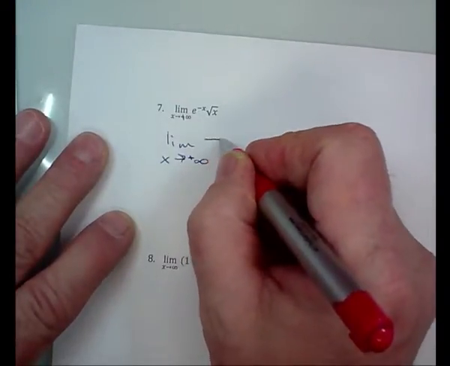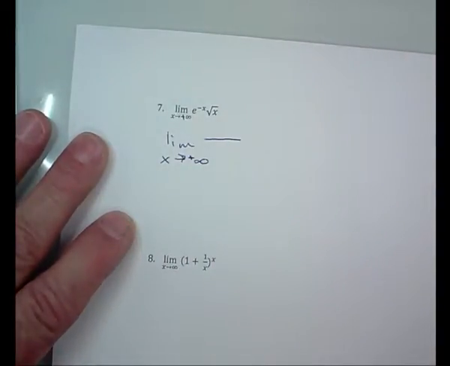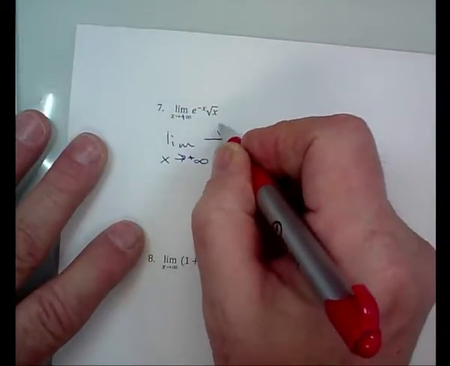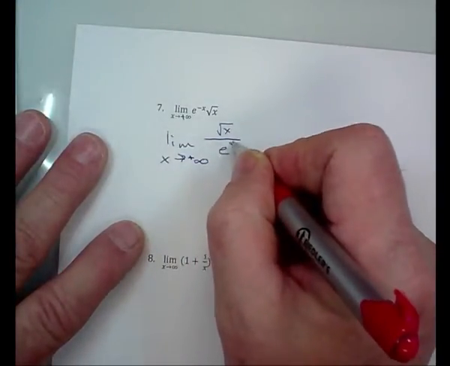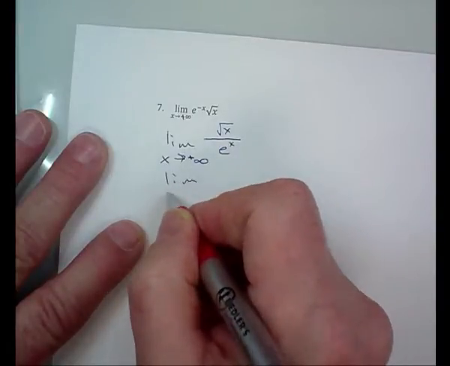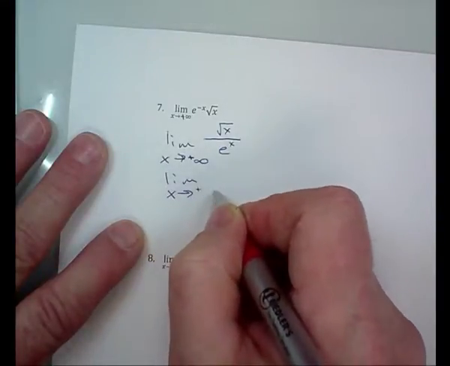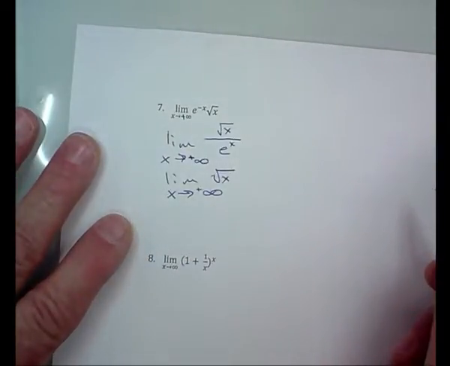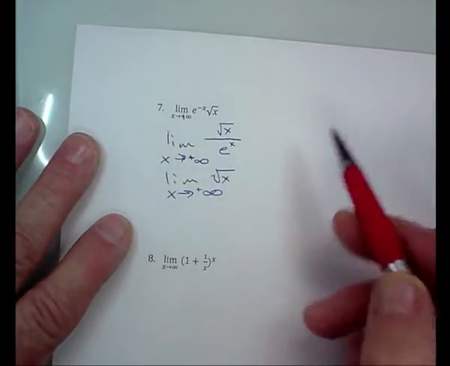Finally. Good job, Matt. Okay, do you understand why that has to be positive? Yeah. Okay. So tell me what to write. Square root of x over e to the x. Okay, so the limit as x goes to positive infinity of the square root of x. Where is that going? 0. Well, let's take a look.